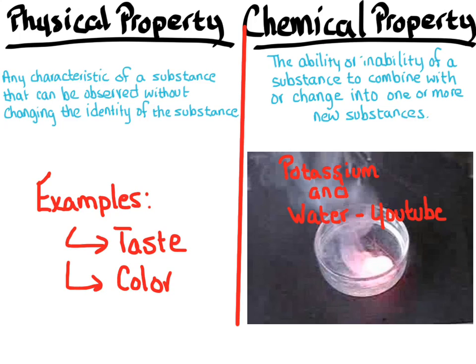In order for us to see chemical properties, however, there has to be some sort of change. So a chemical property is the ability or inability of a substance to combine with or change into one or more new substances. The picture that you see there is an example of potassium and water. There's a semi-violent reaction when you drop potassium in water. So let's take a look at a YouTube video on that.